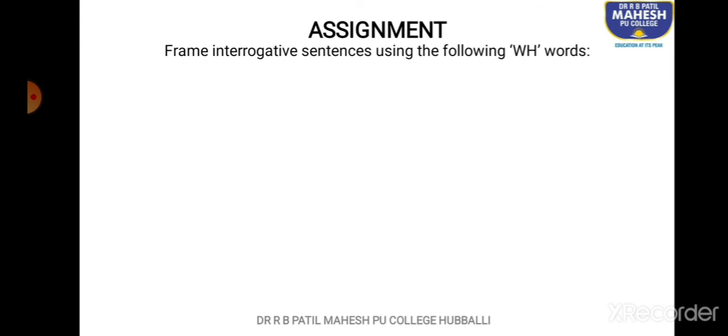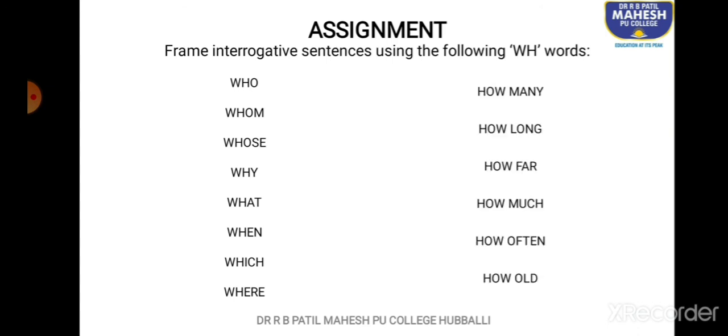Please take note of the assignment. The assignment is very simple. Frame interrogative sentences using the following WH words. Who, whom, whose, why, what, when, which, where, how many, how long, how far, how much, how often, how old. So these are the WH words. You can include how also. Use them in order to make interrogative sentences. So the assignment is not as big as it used to be. It's a very simple assignment.